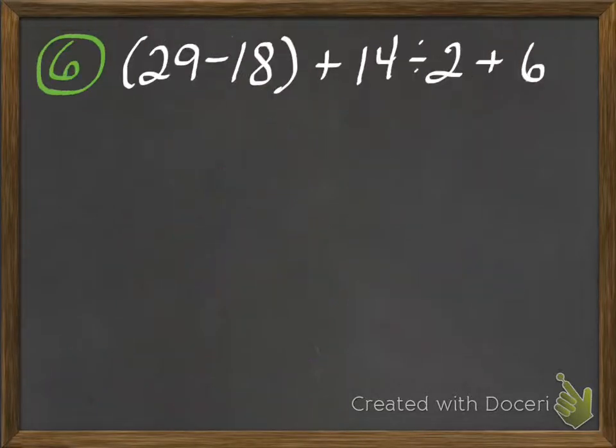Okay, number 6. I'm sorry, 29 minus 18 plus 14 divided by 2 plus 6.